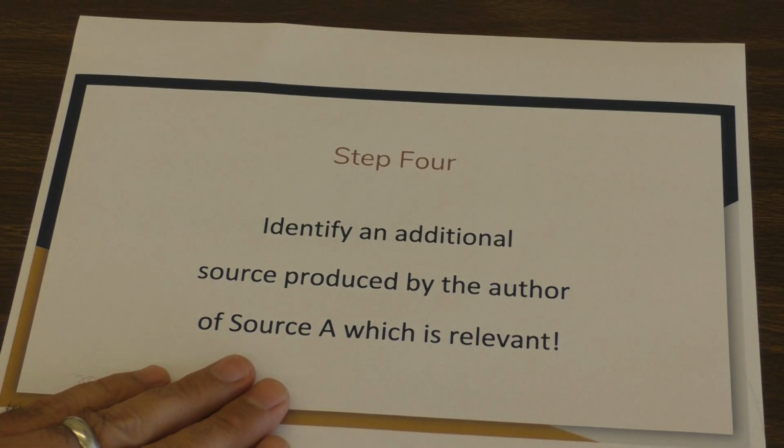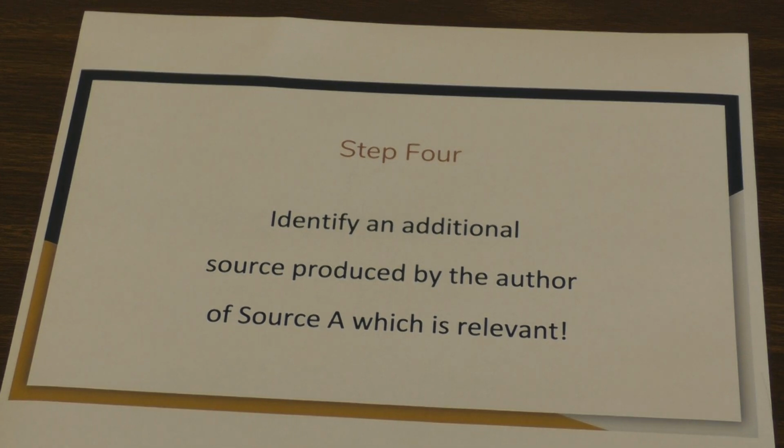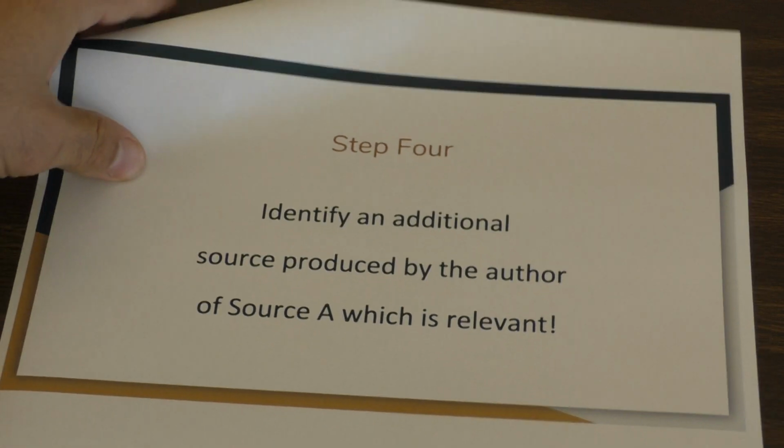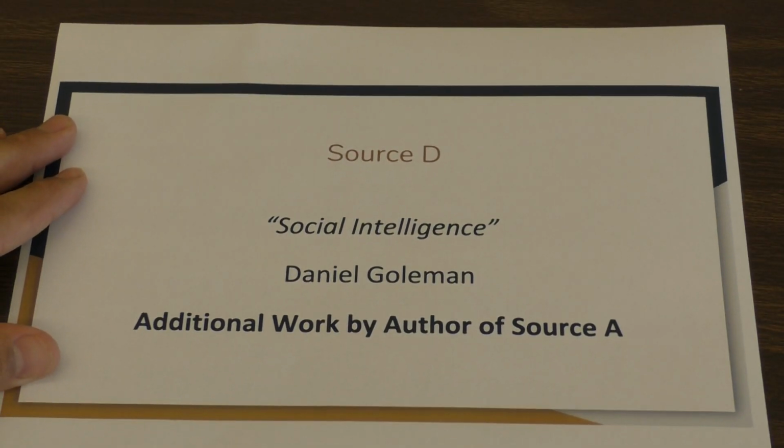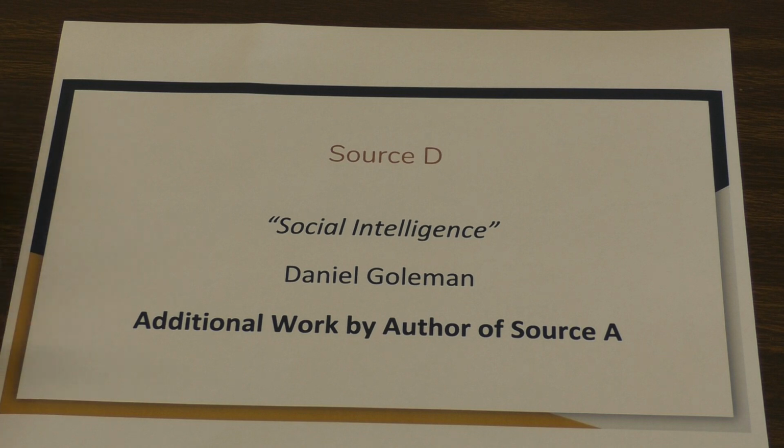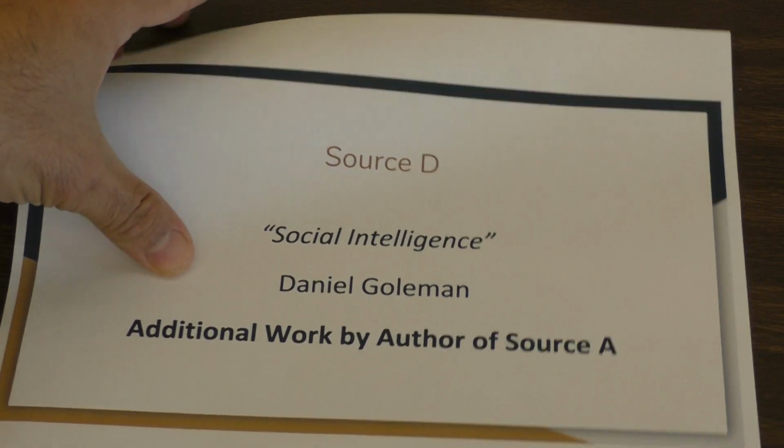Step 4 is to identify an additional source produced by the author of source A, which is relevant to our topic of inquiry. So I already have one source by Dr. Daniel Goleman. My goal now, in order to identify a source D, is to go find an additional work that could relate to the discussion of emotional intelligence. What I was able to find with a very easy search is source D, Social Intelligence, which is another book written by Daniel Goleman. So this additional work by the author of source A becomes my source D.